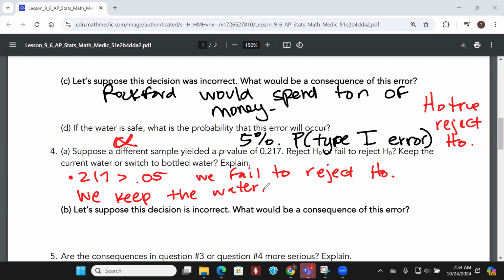So the null hypothesis is that the water is safe, right? So we fail to reject the null. That means that we're assuming that the water is safe, right? Yes? Okay. Now, let's suppose this decision is incorrect. What would be the consequence of this error? Somebody dies, right? So this is risky. People are drinking unsafe water.